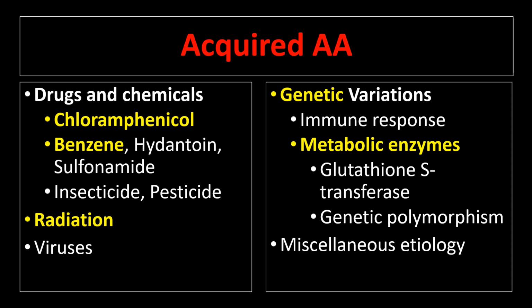So for the genetic variation or predisposition, they impart genetic susceptibility to aplastic anemia, as well as contribute to severity. So if you are a genetically susceptible individual, you can easily develop acquired aplastic anemia. We could also have a variation in the immune responses and the metabolic enzymes, which will exhibit genetic polymorphism.